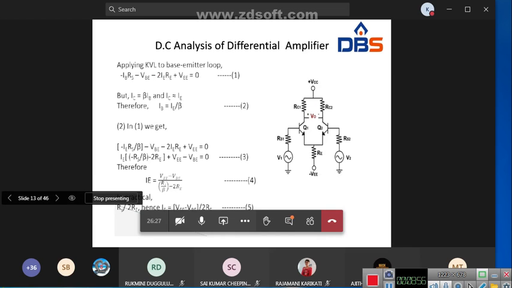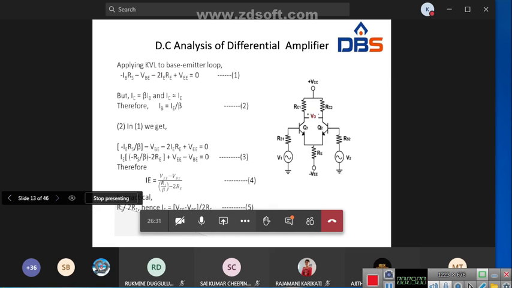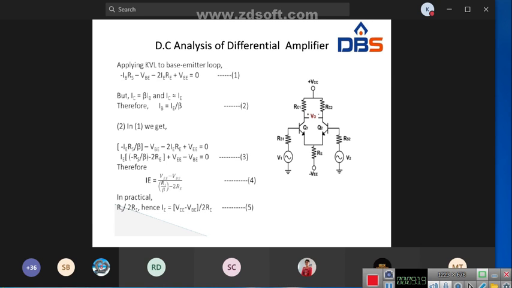So next, we will see the DC analysis and AC analysis of the differential amplifiers. If you see the DC analysis, see here, while calculating the DC analysis, the AC input signal will be 0.